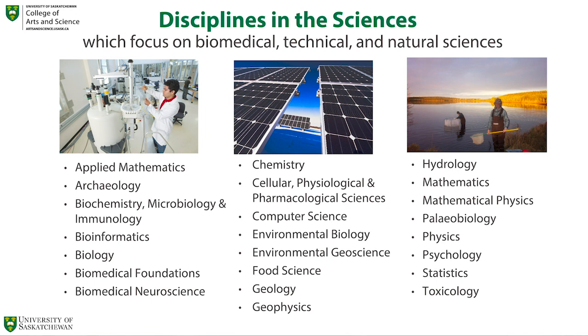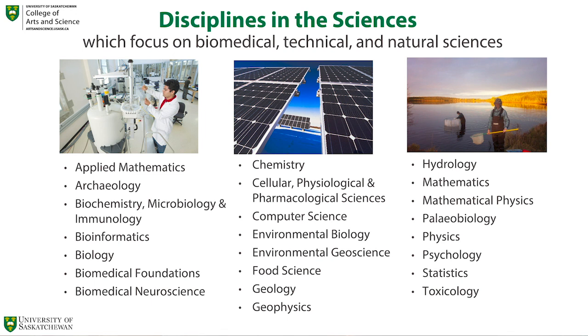Disciplines in the sciences that you can major in focus on three rough categories: the biomedical sciences, the technical sciences, and the natural sciences. You'll see that the list is very long there. We have a lot of different disciplines. I'll highlight a few of the biomedical sciences, which have changed from previous years as well. There's been a little bit of a shift there.